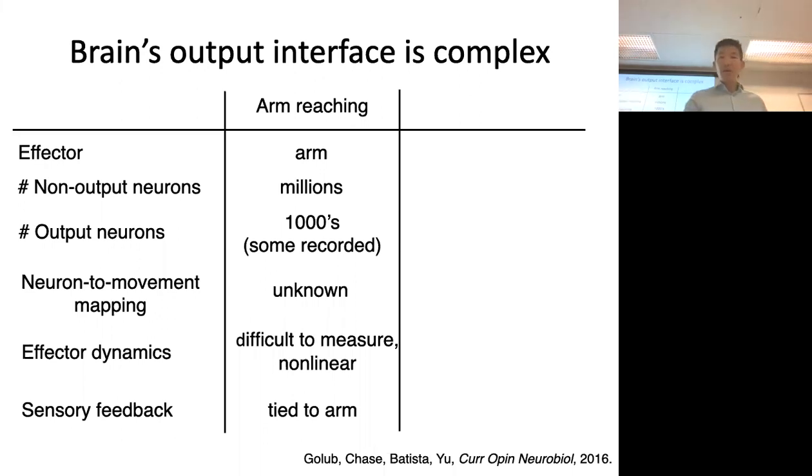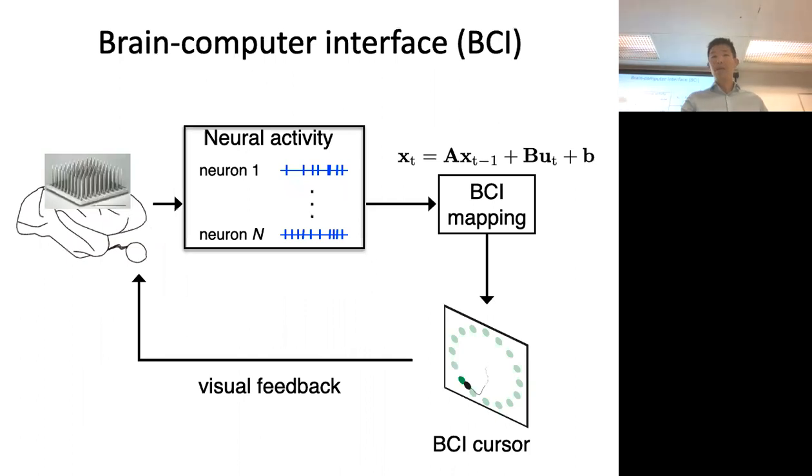And so what we propose is to simplify matters using a brain-computer interface. Okay, and a brain-computer interface is a system by which you record neural activity from many neurons in the brain, and then you translate that neural activity into movements of a cursor on a computer screen using a so-called BCI mapping.